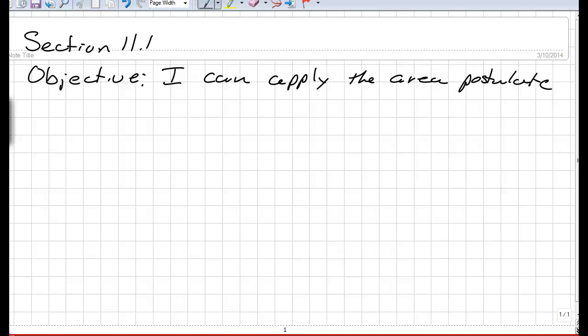Section 11.1. Our objective today is I can apply the area postulate. Remember that area is always positive. And area is always units squared.